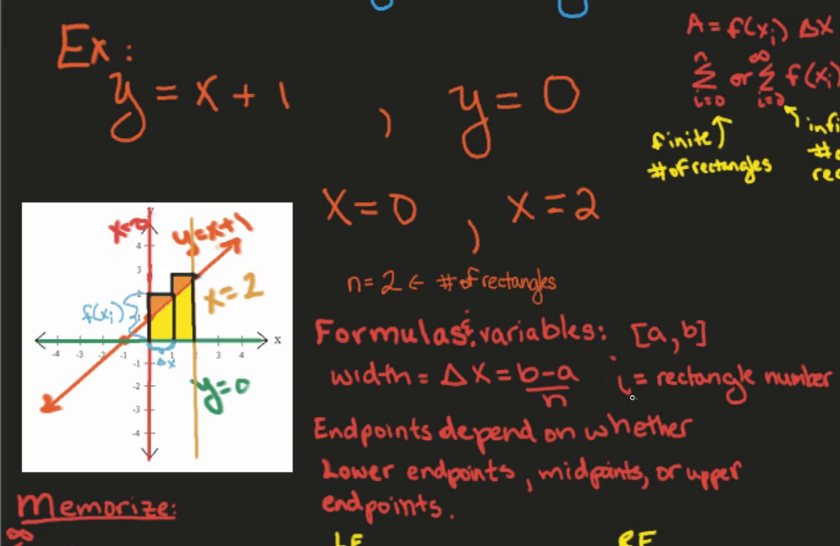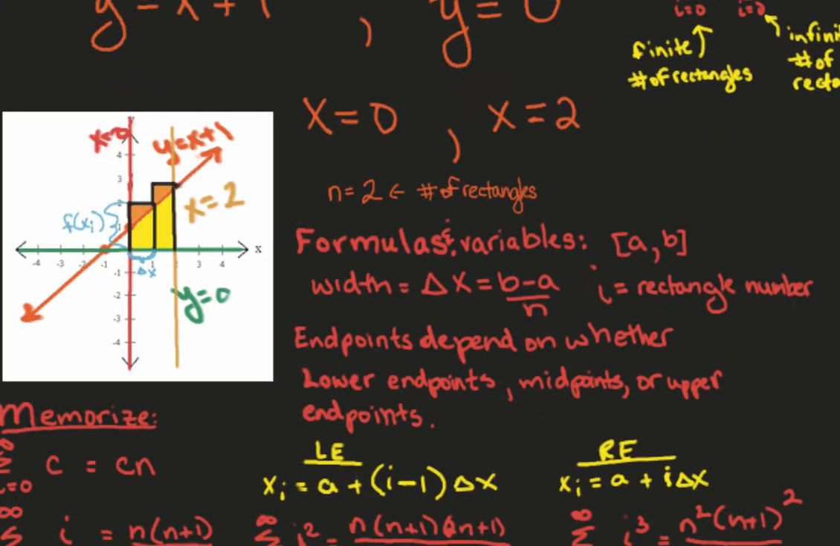So i will be the rectangle number. Are we talking about the first rectangle? Are we talking about the second rectangle? That's what i is. So x sub i will be the endpoint, and it'll depend on whether we're dealing with the lower endpoint, the midpoint, or the upper endpoint. Usually we only deal with lower and upper. Might also be referred to as left endpoint and right endpoint.